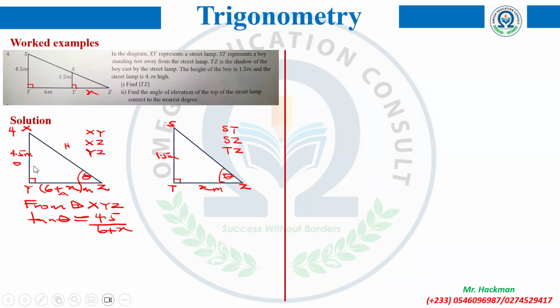Are we all correct? Yes, exactly. Great. So we know tan of this angle will be equal to opposite, which is 4.5, over the adjacent, which is 6 plus x.